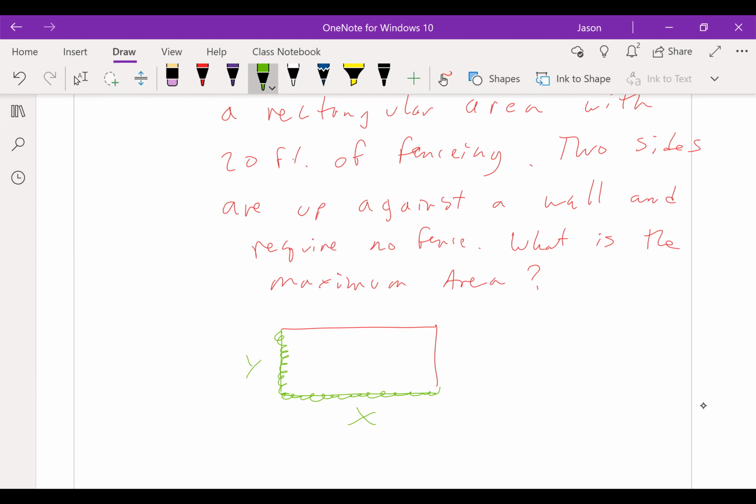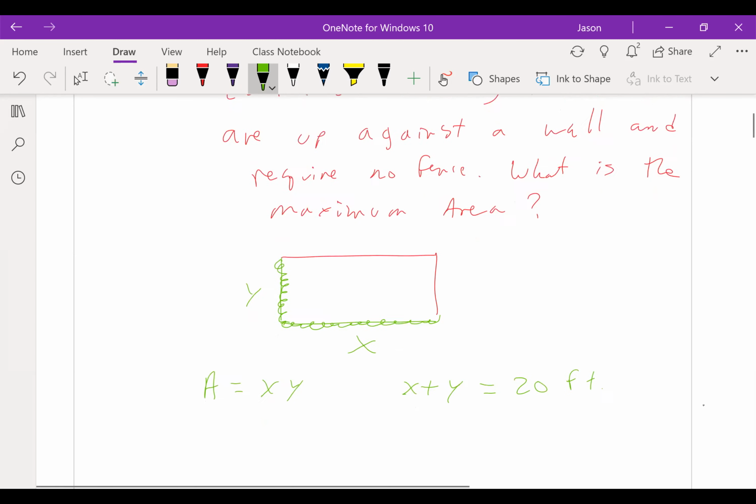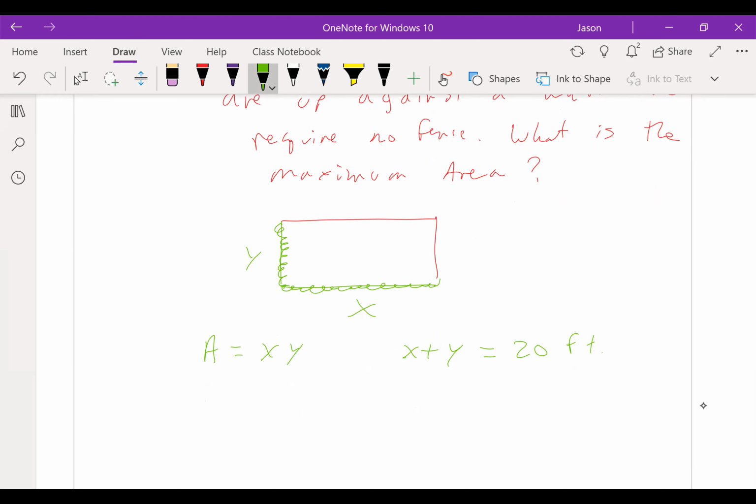What do we know about the relationship between X and Y? Well, we know a couple of things. The area is going to be X times Y. But we also know that the sum of X plus Y has to be 20 feet. So I can try to get A in terms of just one variable. Let's say that's X. If I subtract X from both sides, I get Y equals 20 minus X.